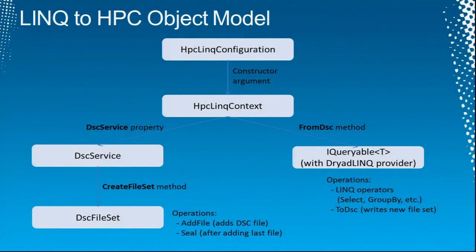So let's look at the LINQ to HPC object model a little bit. For creating LINQ to HPC jobs or even doing anything with it, the first class that you need to be aware of is HPC Linq Configuration. Typically, the constructor of this class takes the head node as a parameter and gives you back an HPC Linq Configuration object. Then you can set different configurations for your HPC Linq environment, and then you can get an HPC Linq context out of that. From that HPC Linq context, you can get either a DSC service or an IQueryable template, based on what you want to do.